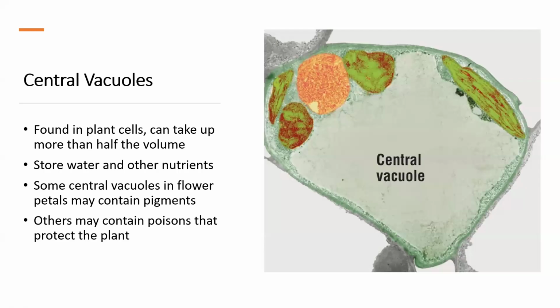We're talking about like a poison ivy or something, right? All those poisonous compounds, they are stored in the central vacuole. Right? Once again, we do not have the central vacuole. Plants do.